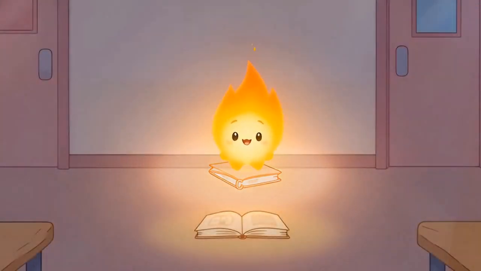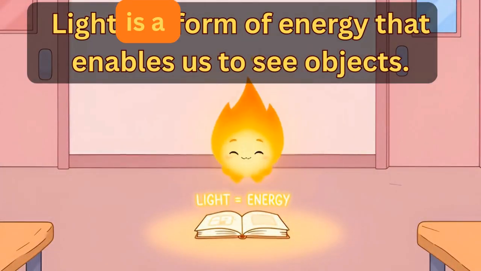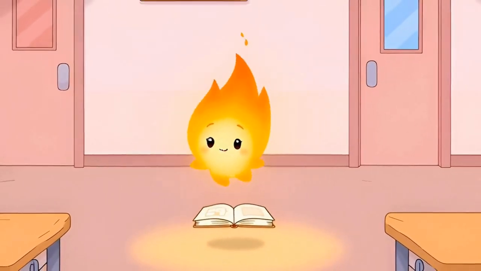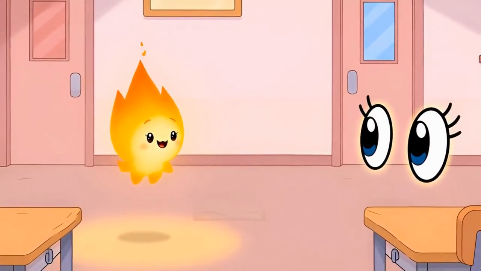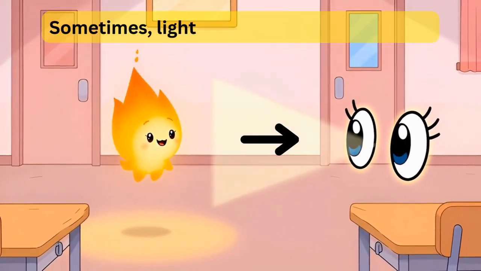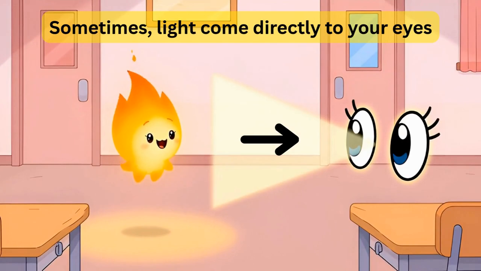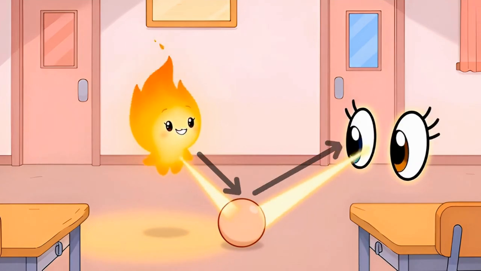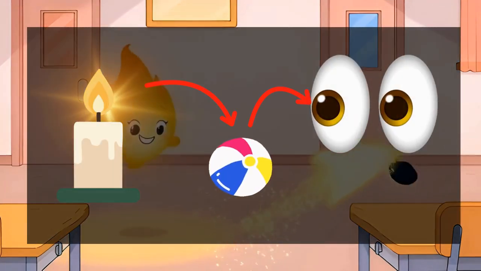Let's fix the definition properly. Light is a form of energy that enables us to see objects. But here's what you miss. You see an object only when light enters your eyes. That happens in only two ways. Sometimes I come directly to your eyes. Other times I fall on an object, bounce back, and then reach your eyes. That bouncing back is called reflection.